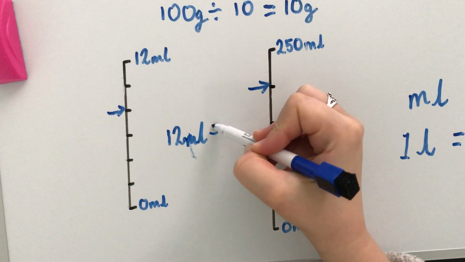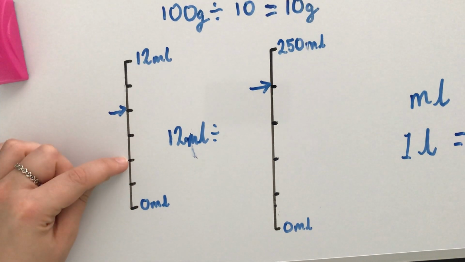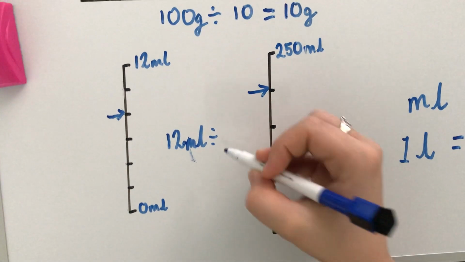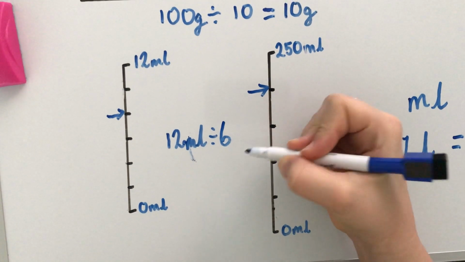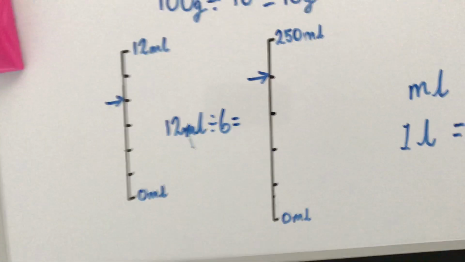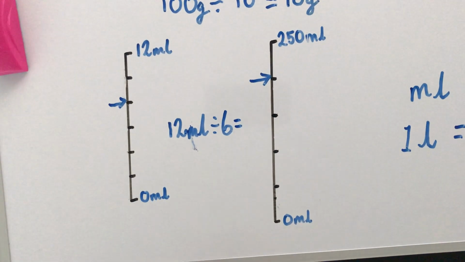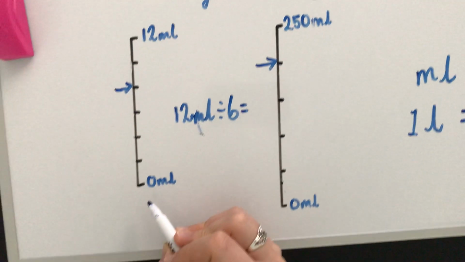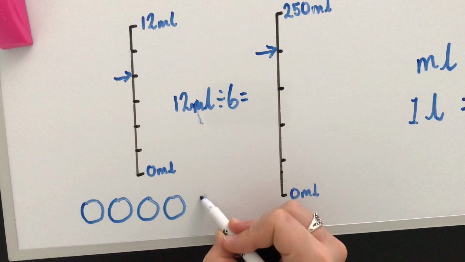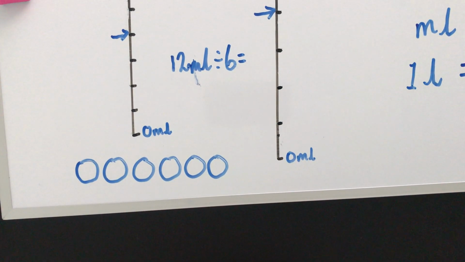So 12 millilitres. Let's count. 1, 2, 3, 4, 5, 6. So 12 millilitres divided by 6 increments. How many times can 6 go into 12? You could share if you're a little bit confused about how to divide, couldn't you? You could draw out 6 circles, okay, and share equally 12 millilitres.